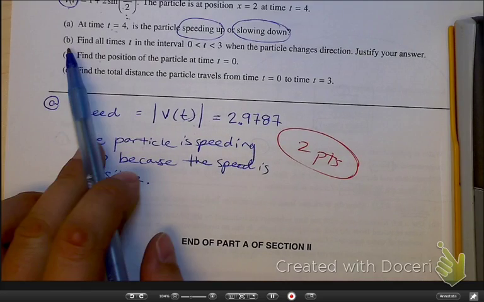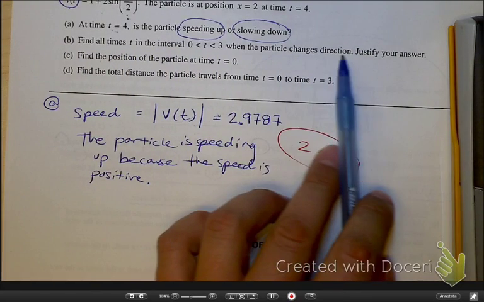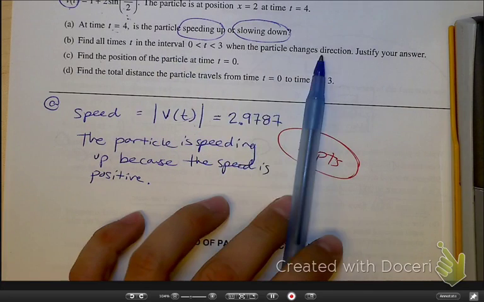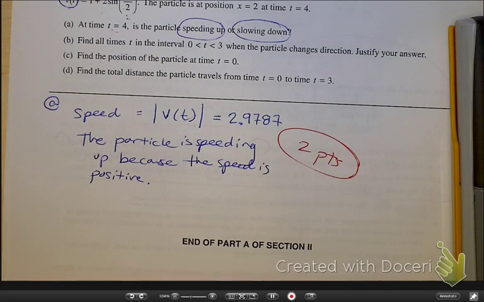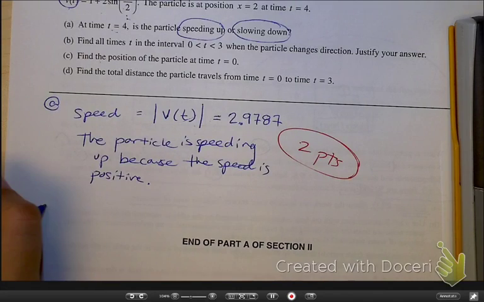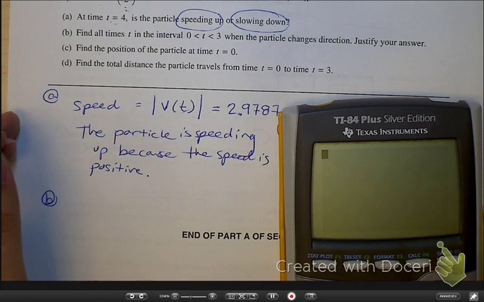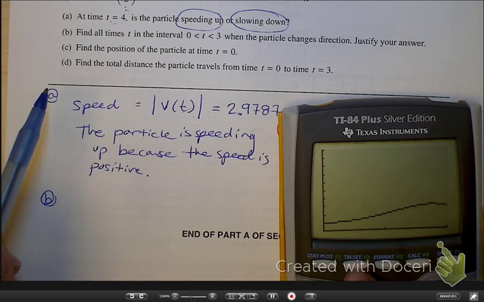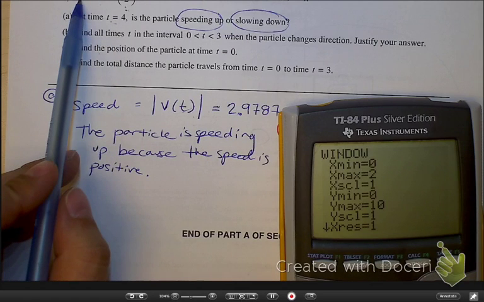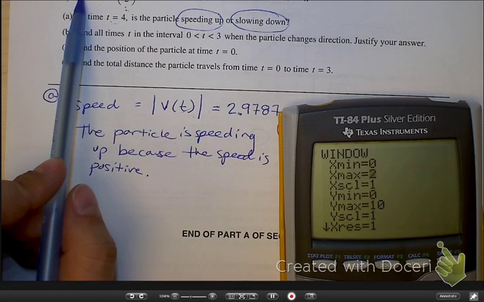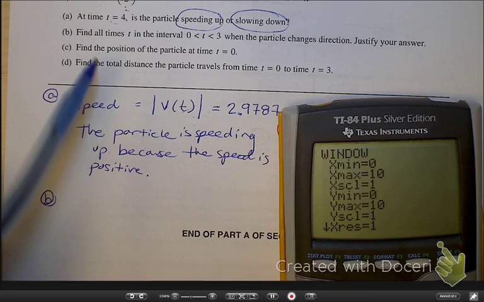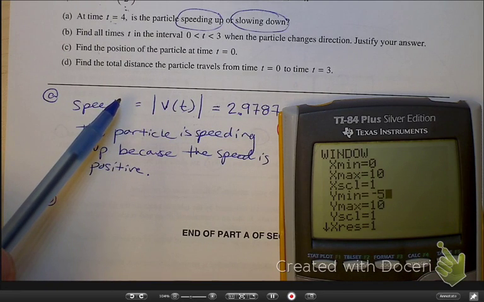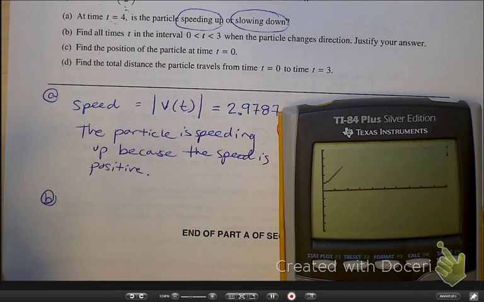Part B says, find all times t in the interval when the particle is changing direction and justify your answer. Remember that a particle changes direction whenever its velocity is equal to 0 and it changes sign. So for part B, let's go back to our graph. That's not a very good viewing window. For a viewing window, I know that t needs to be greater than 0, so maybe I'll go from 0 to 10. And then I want to see if it's crossing through the x-axis, so I'll go from -5 to 5 on the y values.